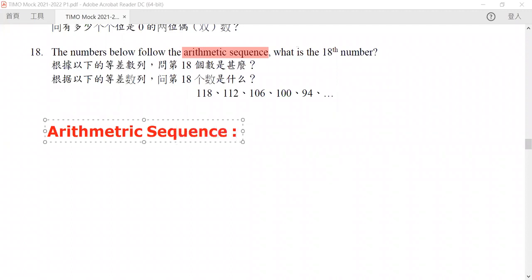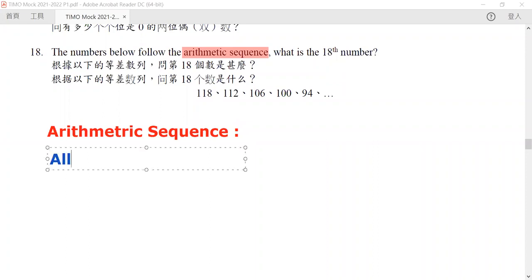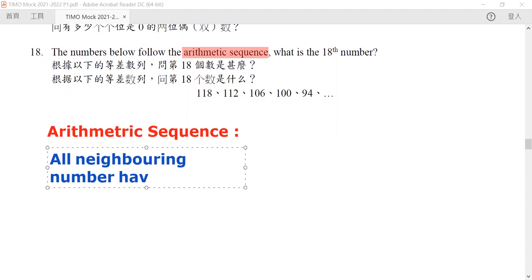Teacher, I can't. Arithmetic series is the series in which all neighboring numbers have the same difference.